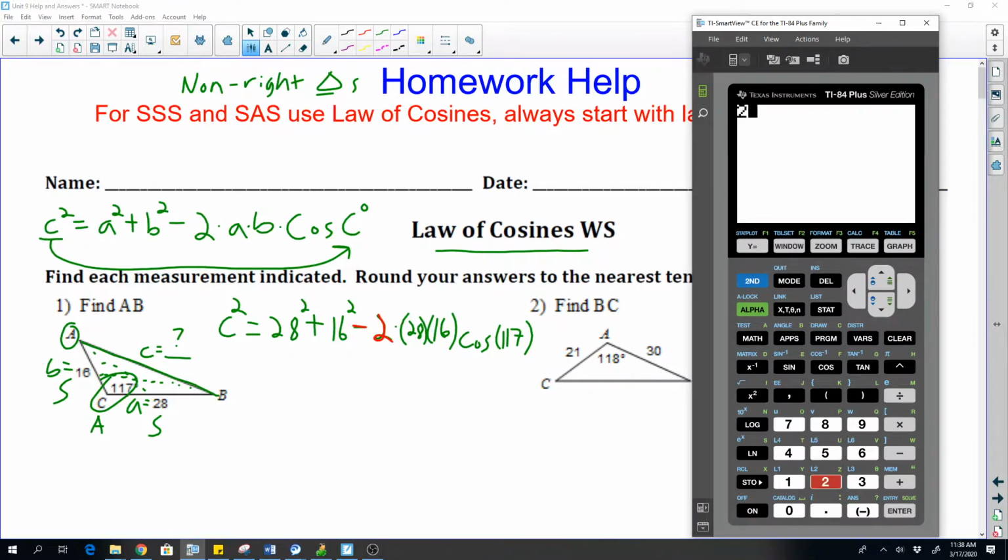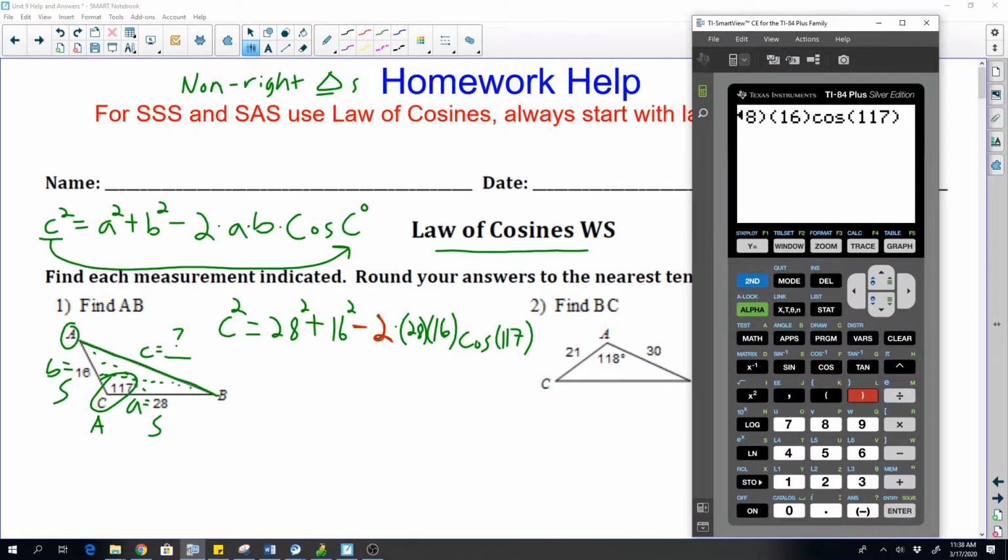Okay, so now we're going to go ahead and do 28 squared. You could put in parentheses if you want to, depending on what calculator you have, or you might not need to if you have a pretty awesome graphing calculator like I do. So there's 28 squared plus 16 squared. Then we're going to do minus 2, and that's the regular minus symbol, times 28, times 16, our two sides multiplied together again, and then cosine of our angle, which is 117 degrees.